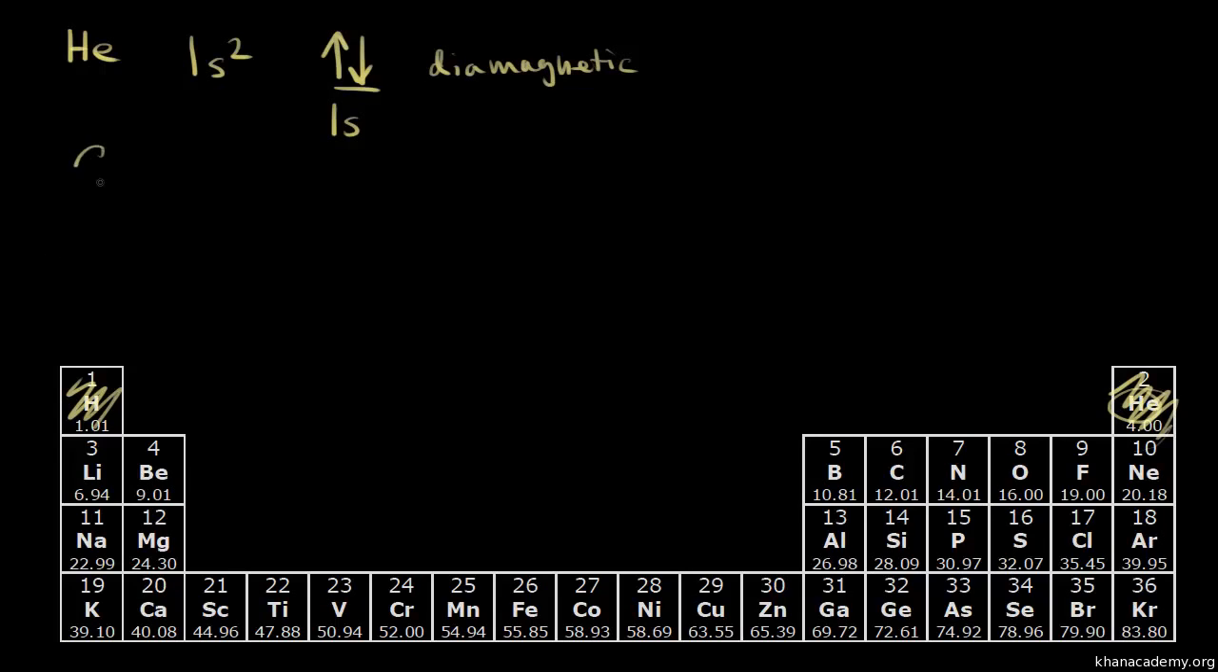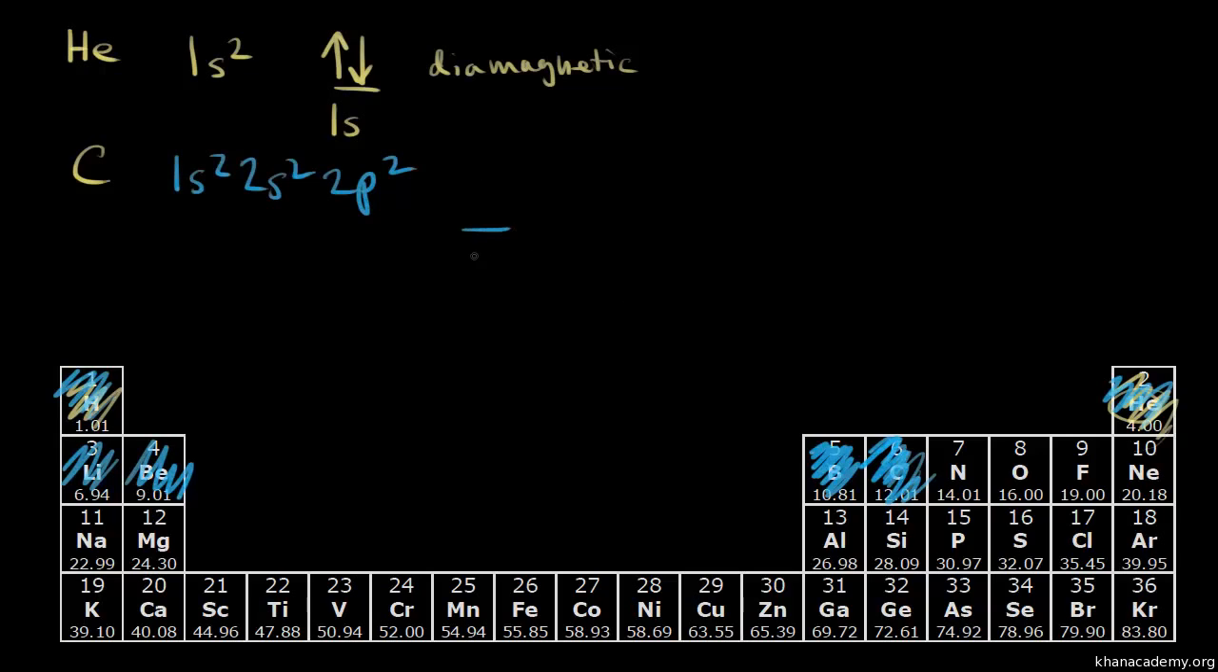Let's do carbon next. So here's carbon on the periodic table. If I wanted to write an electron configuration for carbon, it would be 1s2, and then we have 2s2, and then we're in the 2p1 and then 2p2. So 1s2, 2s2, 2p2 is the electron configuration for carbon.